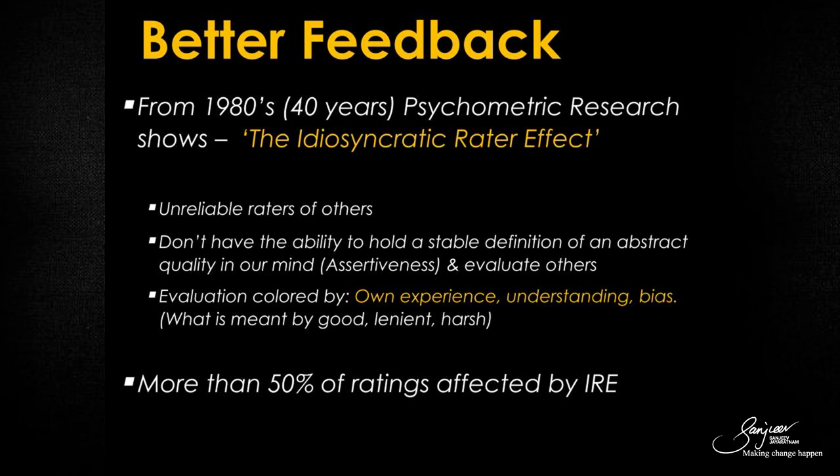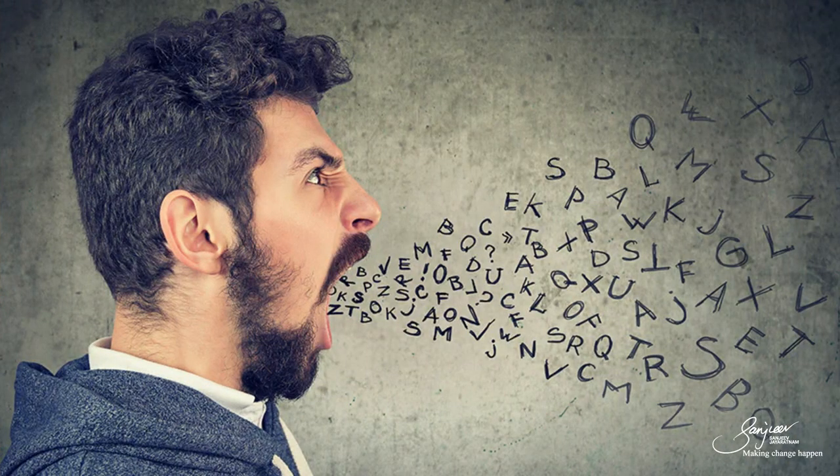Who is we? Human beings. We don't have the ability to hold a stable definition of an abstract quality in our mind, like assertiveness, and evaluate others. And our evaluation is colored by our own experience, our own understanding, and our own bias. So, for example, what is meant by good? What is lenient? What is harsh? What is arrogant? It's only what I think it is, isn't it?